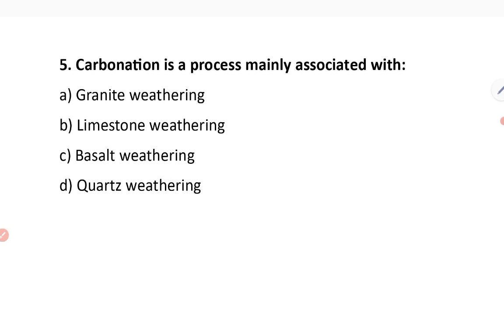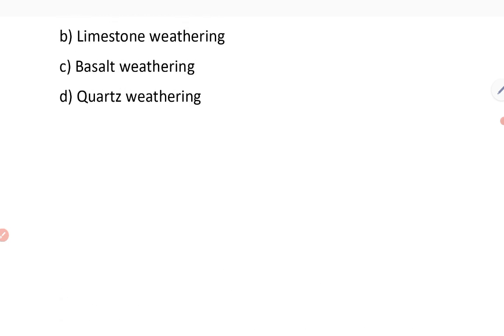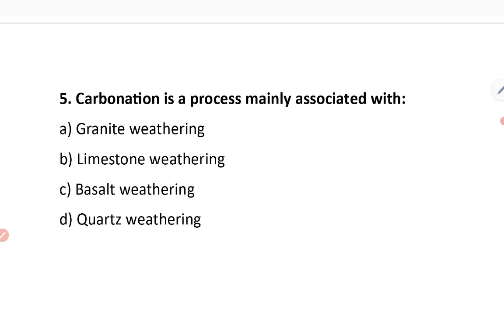Fifth question, carbonation is a process mainly associated with which type of weathering? Carbonation is a process mainly associated with limestone weathering. Carbonic acid dissolves calcium carbonate in limestone, producing karst topography. So the fifth answer would be B.